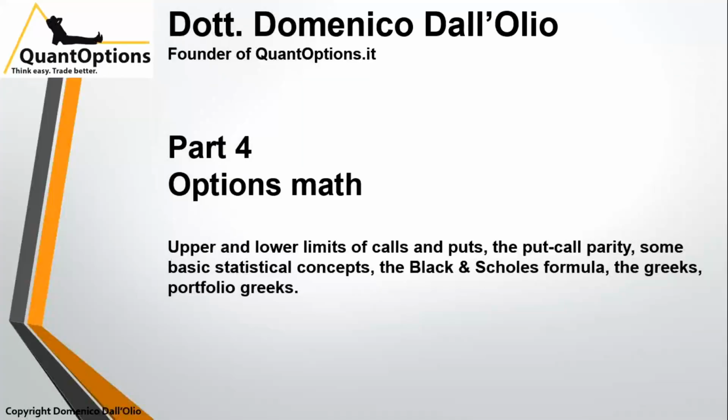Part 4, Options Math. This is by far the most complicated part of the course. If you're not a mathematician, statistician or engineer, you may find some parts quite hard to understand. If you get lost, just try to catch the main concepts. In the end, the goal of this part is just to let you know why put and call option prices have to follow specific rules in terms of their values, how you can price options without going into too many complicated details, and the infamous Greeks.